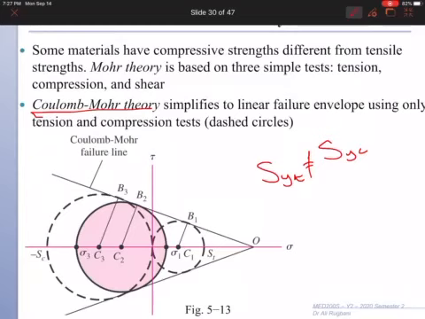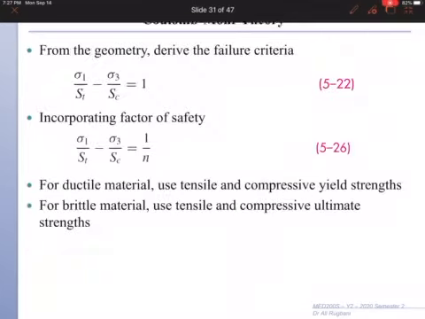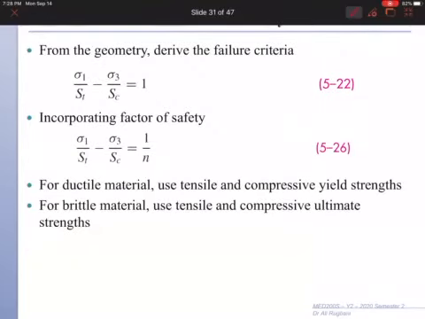For this theory, the strengths can be found by using a tension only test and a compression only test. So you see that tension strength is much smaller than compression strength. Okay, so this is the formula for Coulomb-Mohr theory.